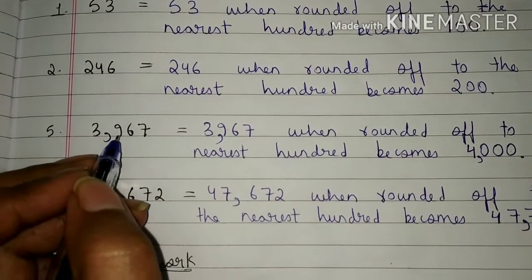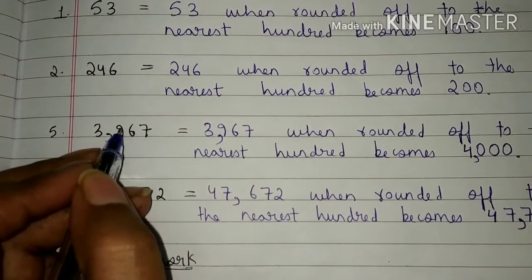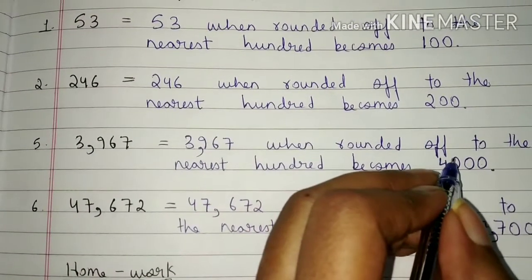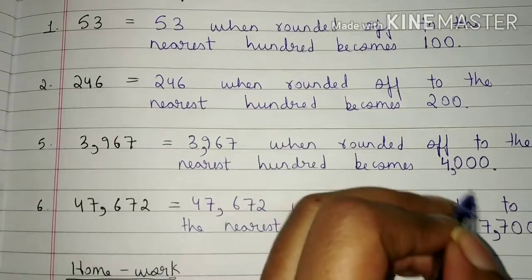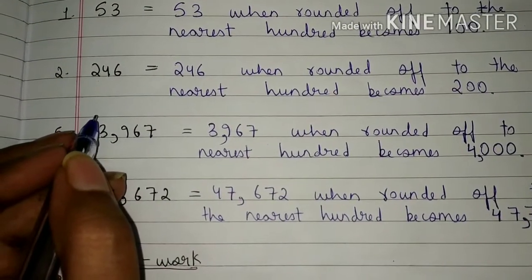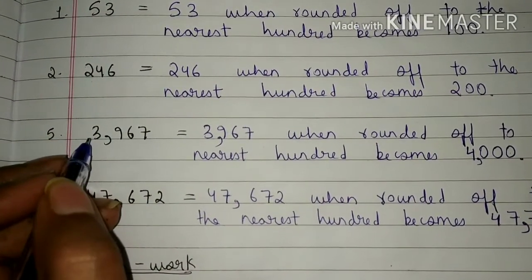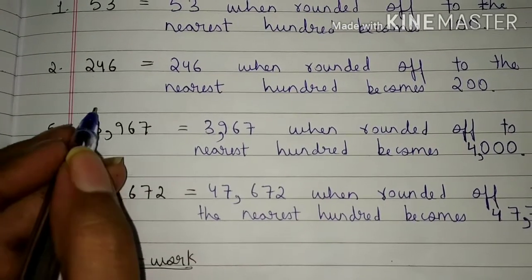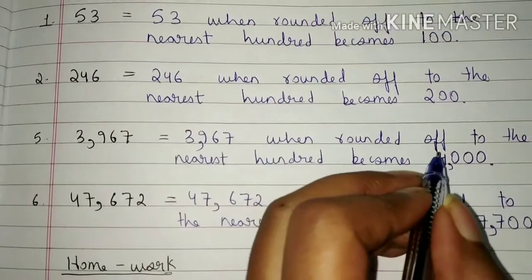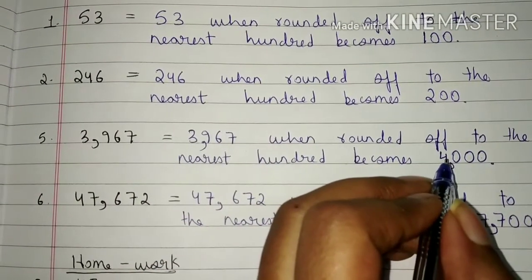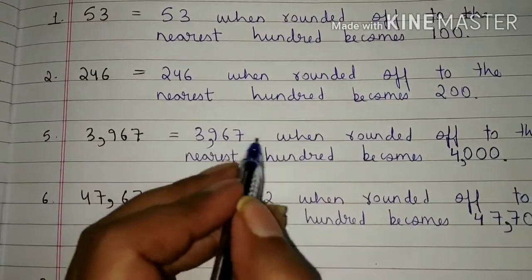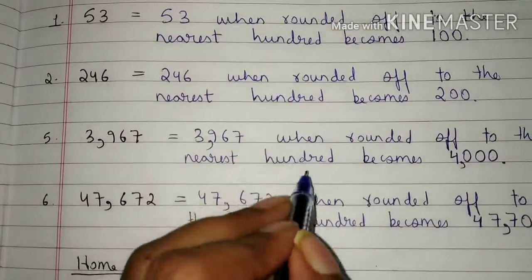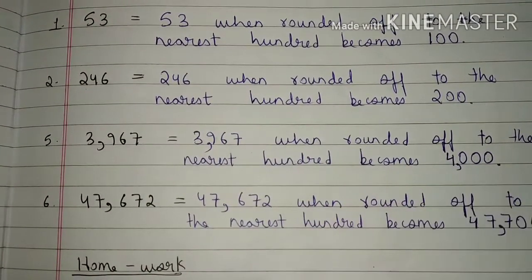Students, in the hundred place digit is 9. So 9 plus 1 is 10. So you will write 0 in the hundred place and you will carry 1 to the digit in the thousands place. Here in the thousands place digit is 3. So 3 plus 1 is 4. So you will write 4 in the thousands place. So students, 3967 when rounded off to the nearest hundred becomes 4000.